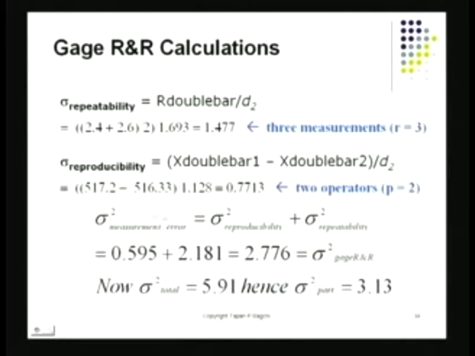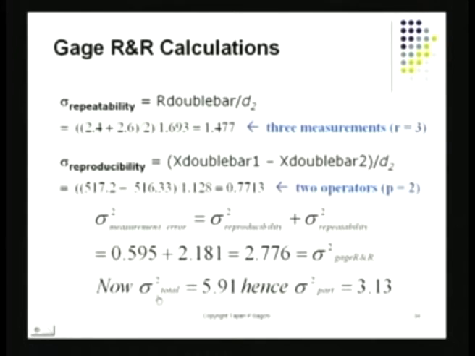So if I want to get an idea of the total variance contributed by my gauge, which is the repeatability contribution, and my operators, which is the reproducibility contribution, I'd have sigma square measurement error, the total measurement error, contributed in part by the gauge and in part by the operator. If you square these quantities, you end up with 0.596 plus 2.181, that is 2.776. That's the contribution by the gauge R&R, the gauge reproducibility and repeatability not being perfect. Ideally, this should be 0, but it is not so.